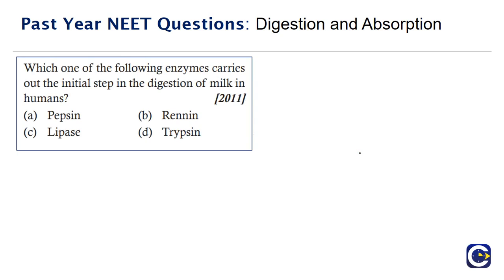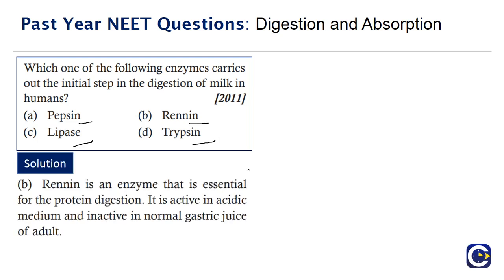Which one of the following enzymes carries out the initial step in digestion of milk in humans? This is a repeated question, so we know it's renin. Trypsin acts on protein, lipase acts on fats, trypsin acts on proteins again in the duodenum. Renin is an enzyme that is essential for protein digestion. It's active in acidic medium. That's why we have the HCl. So the answer is renin.